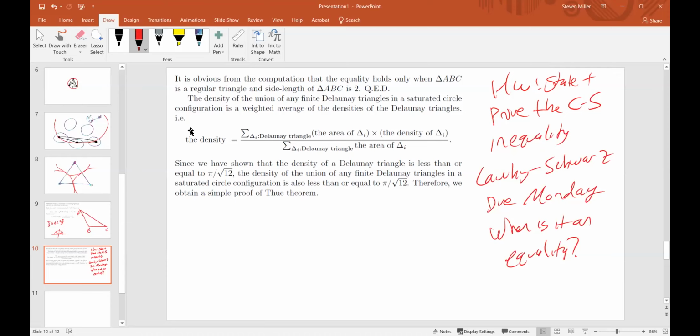So the density of the union of any finite Delaunay triangles in a saturated circle configuration is a weighted average of the densities. So here, they're at least defining something. I would put in a little symbol like this to note to the reader or the audience member that this is a definition.